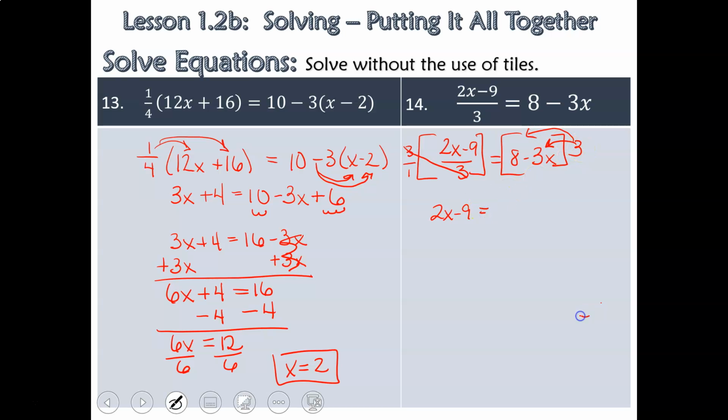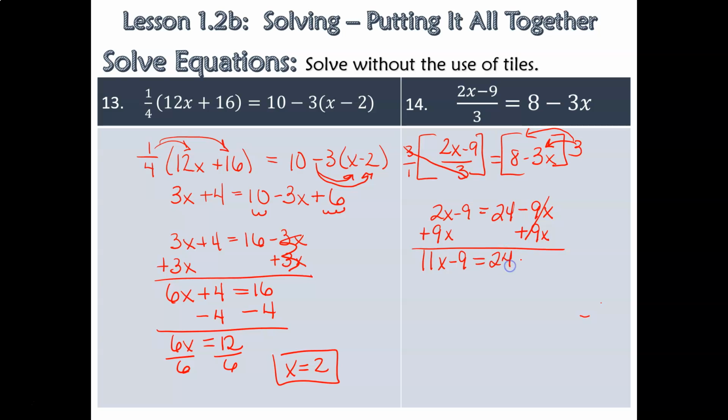So now I have 3 times 8, which is 24. 3 times negative 3x, which is negative 9x. Okay, I'm going to add that 9x to keep it positive. You could subtract the 2x too. So I have 11x minus 9 equals 24.